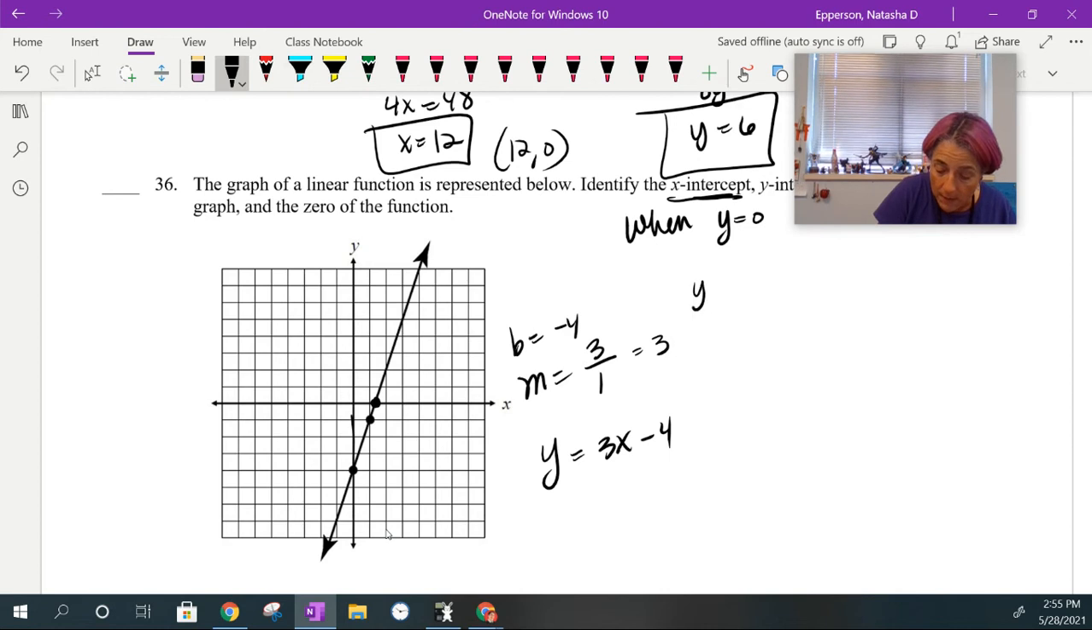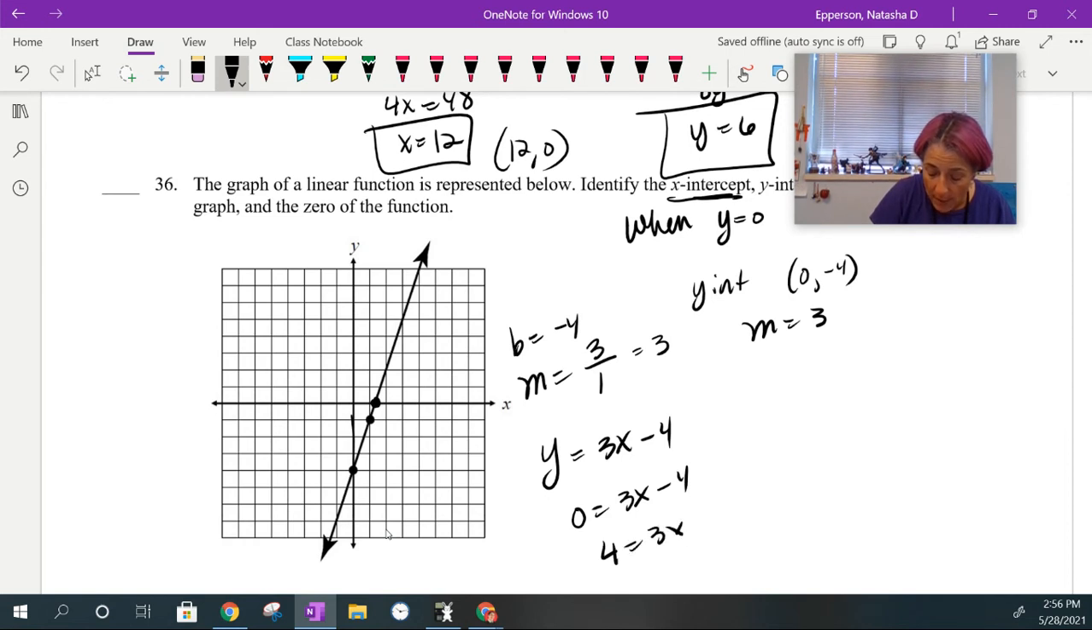Now, to find the x-intercept, so now we found our slope and our y-intercept. So y-intercept is 0, -4, or you could write -4. Our slope is going to be 3. Our x-intercept is when y is equal to 0, so 0 is equal to 3x minus 4. I'm going to add 4 to both sides. That gives me 4 is equal to 3x. Divide by 3. That gives me x is equal to 4/3. So x-intercept is 4/3, 0.